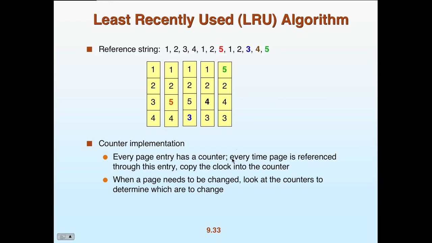But there's extra overwork. Going back to what I said about algorithms and efficiency, it's the search space, but it's also the number of loops and the complexity of what's going on in that algorithm. This is going to decrease the efficiency of the algorithm because you're adding more complexity to it. You're going to put in a counter for each one of the pieces. Every time a page is referenced through the entry, there's going to be a copy of the clock into the counter, and you update the counter. So when a page needs to be changed, you look at the counters to determine which one you're going to take out, the least recently used, hopefully.